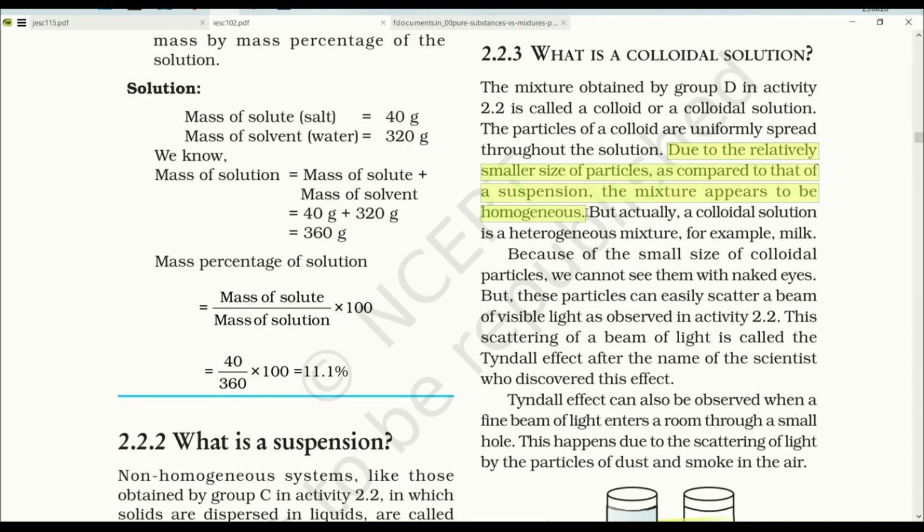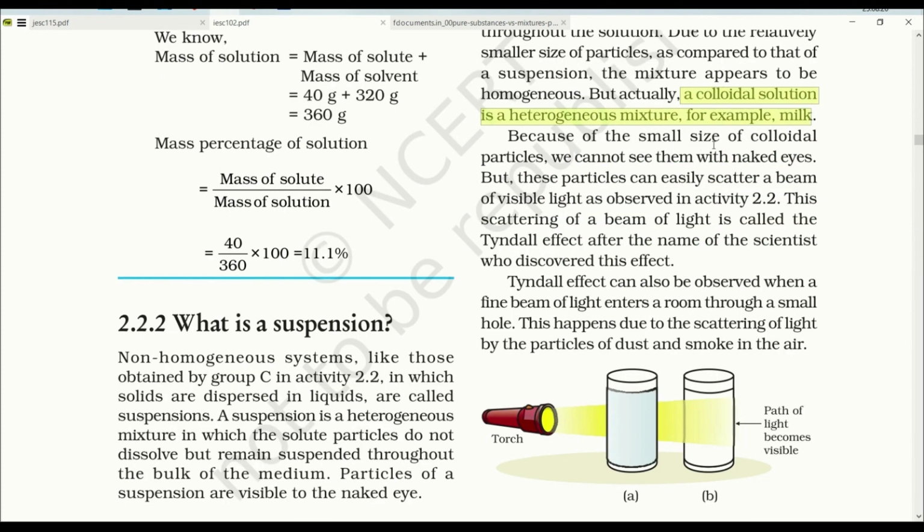Just like ink dissolved in water, you cannot separate ink from water easily, but still the particles of ink are visible in water and they are uniformly distributed in the whole part of the water. So that looks like a homogeneous mixture, but actually a colloidal solution is a heterogeneous mixture. For example, milk. Because of the small size of colloidal particles, we cannot see them with naked eyes. But these particles can easily scatter a beam of visible light, as observed in activity 2.2.